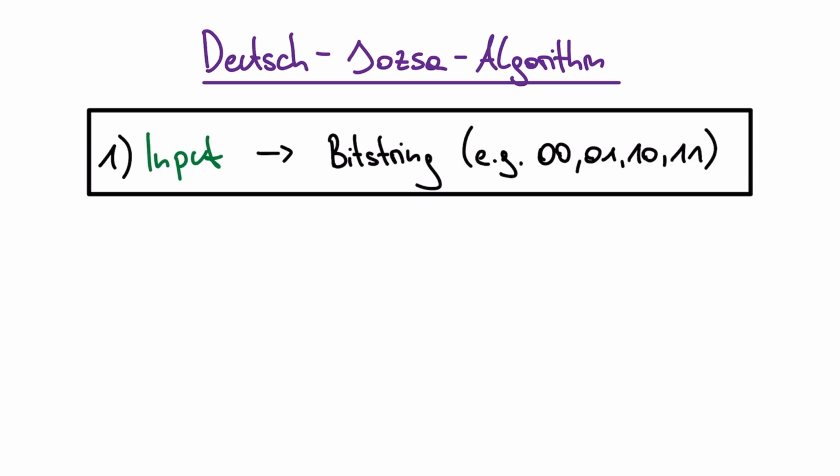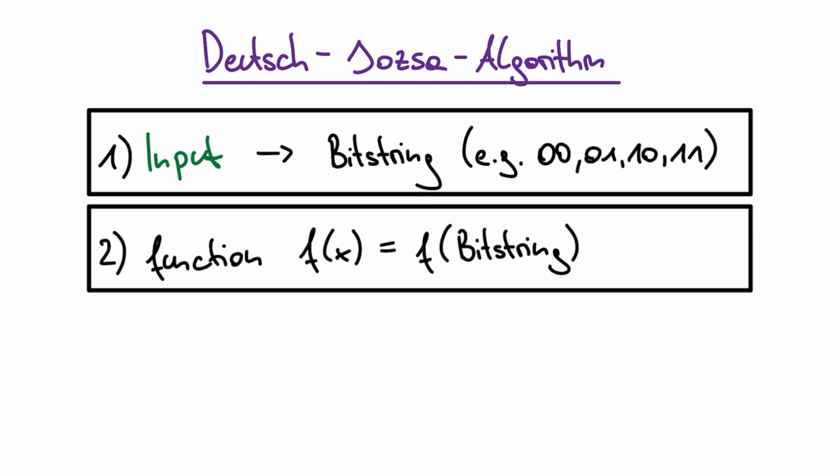Now we have a function which we can call f of x. This is just like any function you know from math. It takes an input and returns an output. In our case, the input is not a single number like x equals 2, but instead the bit string. For example, x equals 0 1. Still, the idea is the same. You give the function input, and it gives you back either a 0 or a 1. That's it.